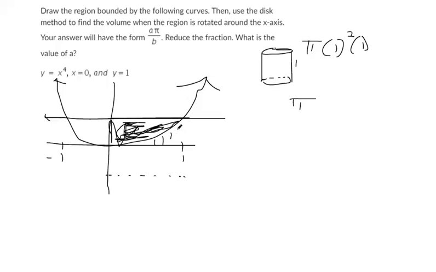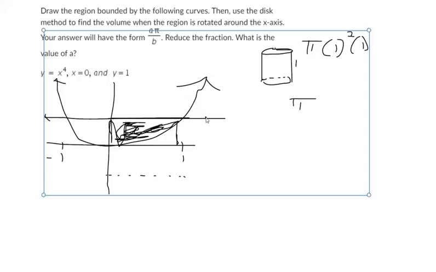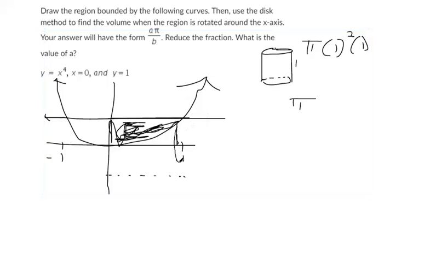This region, if we were to take infinitesimally small little right cylinders out of it, like this one right here, it's got infinitely small width. Come down like this, wherever the curve is. The radius is this distance from the x-axis here. So that is dictated by this equation. That's just x to the fourth. The radius is x to the fourth.